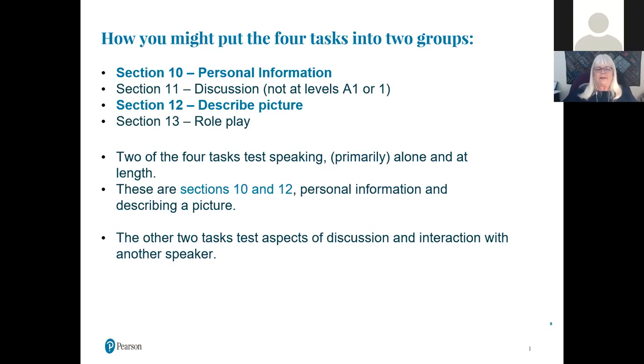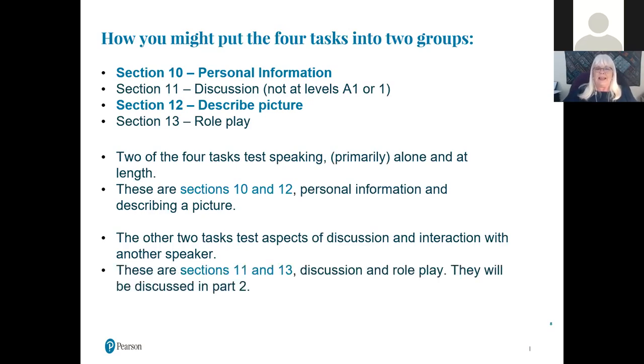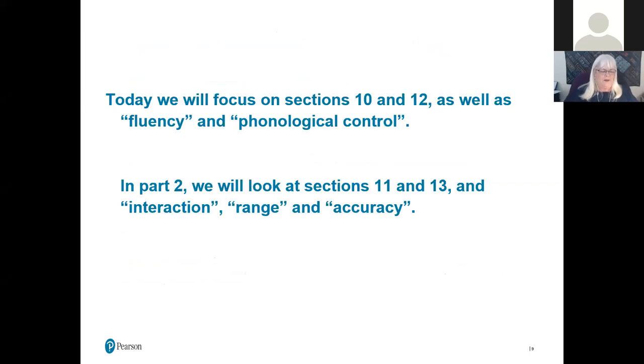And the other 2 tasks test aspects of discussion and interaction with another speaker. Those are 11 and 13, the discussion and role play. So they'll be covered and discussed in part 2. Okay. So today we're going to focus on 10 and 12, as well as fluency and phonological control. And tomorrow, in part 2, we'll look at sections 11 and 13, as well as interaction, range, and accuracy, just so you have a sense of where I'm going and what I'm going to cover each day.